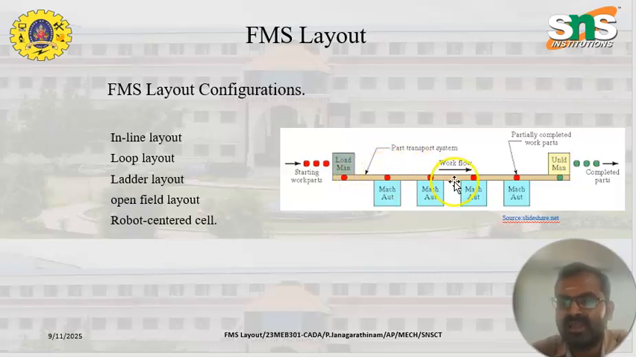In a line, all the processes appear, like loading and unloading in between the machining workstations and assembly workstations. All these things are arranged in a straight line. That is known as the inline layout. Likewise, we can classify into loop layout, ladder layout, open field layout, and robot centered cell layout.